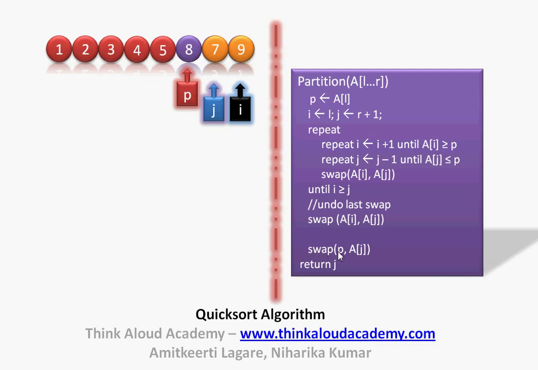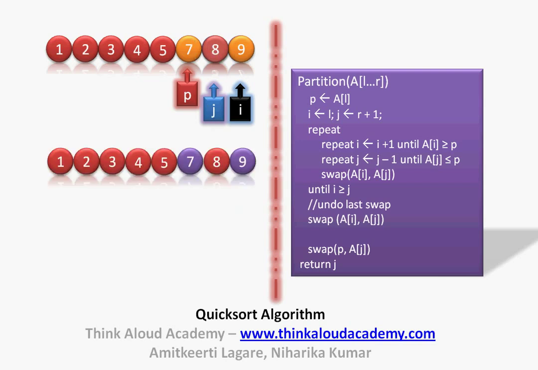After this, the last step would be to swap the pivot element and A of j. In this case, 8 and 7 need to be swapped as 7 and 8. So they get swapped, and then the element 8 is in its position. We will just mark it with our color for positioning, and then we will return the index of 8. So we will return j to indicate that the element 8 is in its position.